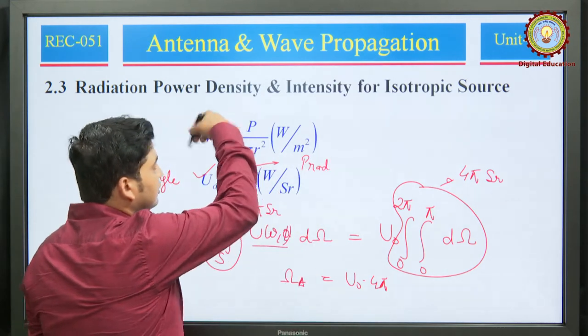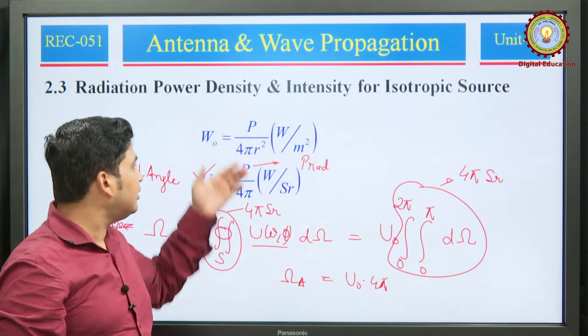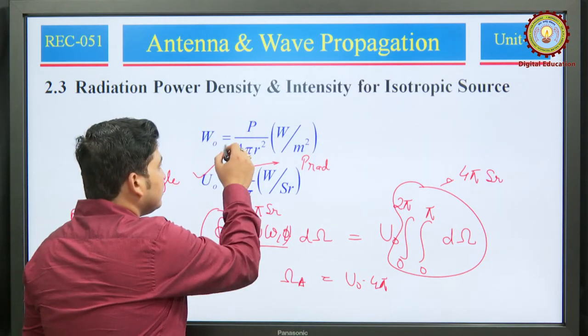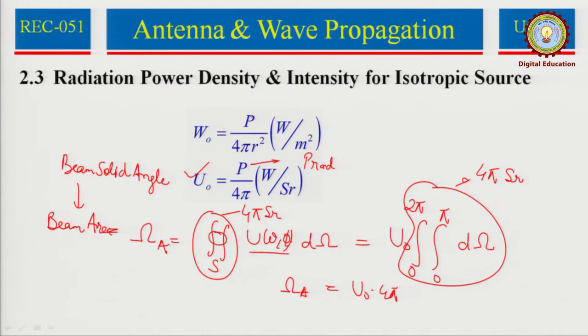Similarly, for isotropic radiation, the density is P upon the area of the sphere, 4 pi r square. This way we define the radiation power density and intensity of an isotropic source. Moving to the next slide.